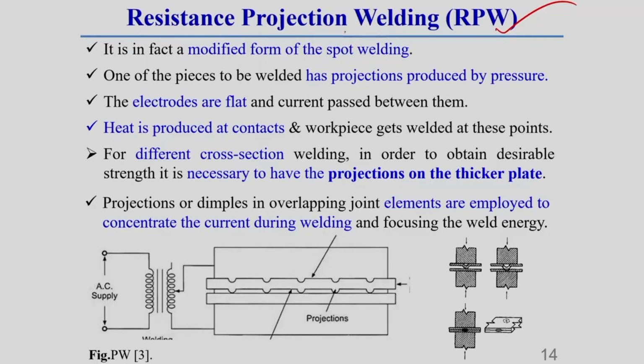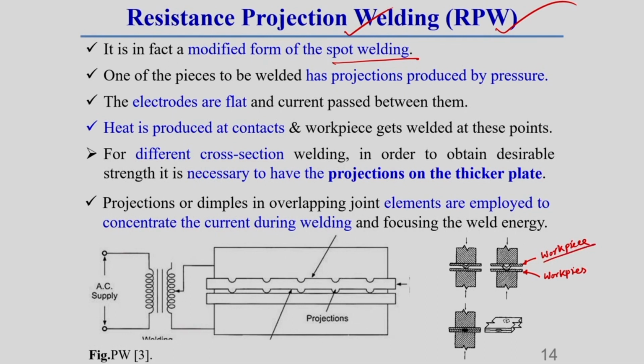Now, this is another category of resistance welding process, called resistance projection welding. Here you see, it is a modification, or you can say a modified form, of the spot welding process. Why is it a modified form? Because here, this is one workpiece and this is another workpiece. In one workpiece, a projection is required to be made, as you can see here.